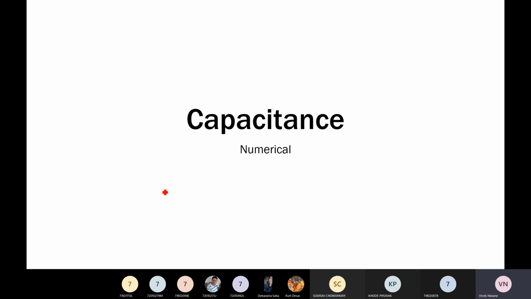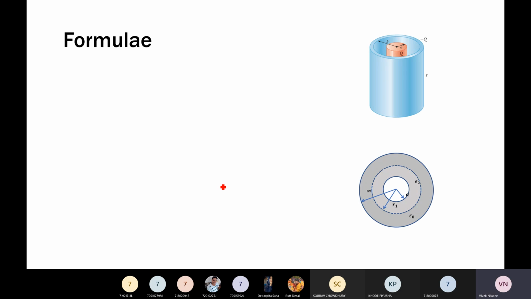So for the first, we will note down all the formulae. This is a structure for a cylindrical capacitor and this is a structure for a spherical capacitor. We will require these two diagrams for understanding the numerical.